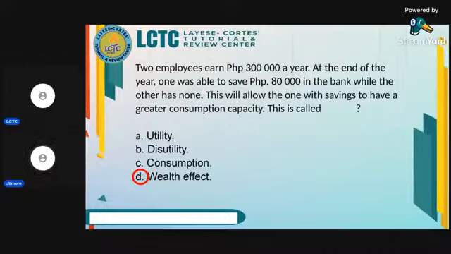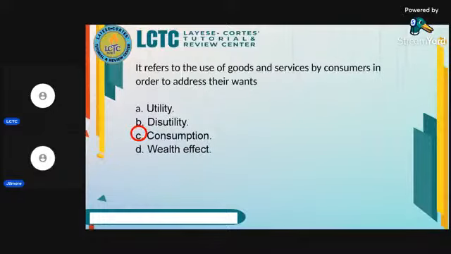Now, the person is more likely to have a higher consumption because of his savings. So, consumption tends to increase with wealth. So, the employee with the savings has the greater wealth compared to the one with no savings. And so, therefore, his consumption capacity is greater. That's wealth effect.